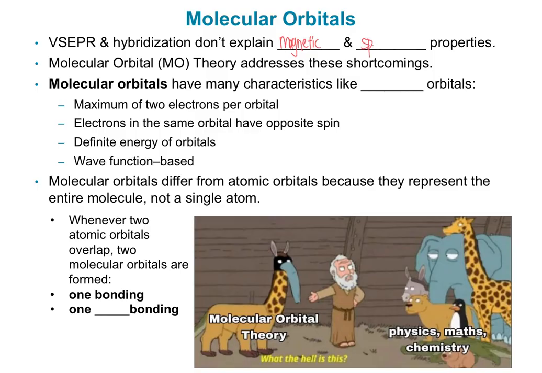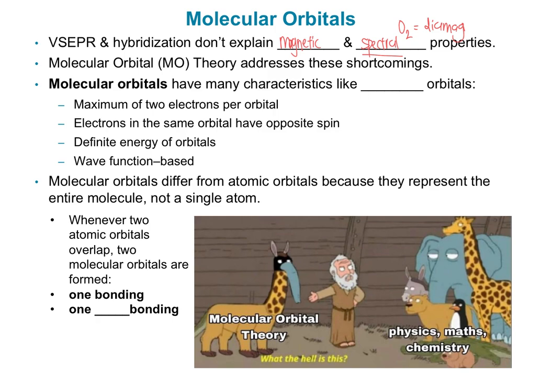and spectral properties. For example, O2, oxygen: if you look at it, it looks like all of the electrons are paired and it should be not magnetic, or what we call diamagnetic. But in reality, it actually is. Liquid oxygen does have magnetic properties. And valence bond theory also doesn't discuss much about spectral properties such as infrared or UV properties. So molecular orbital theory does address these shortcomings from these other theories.